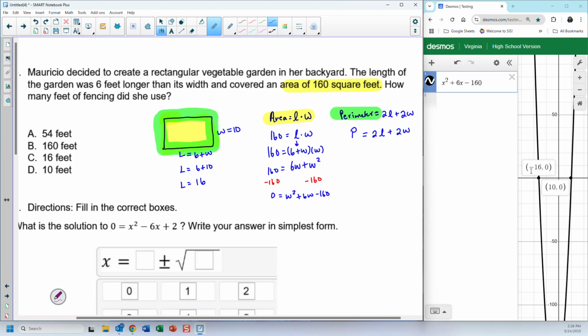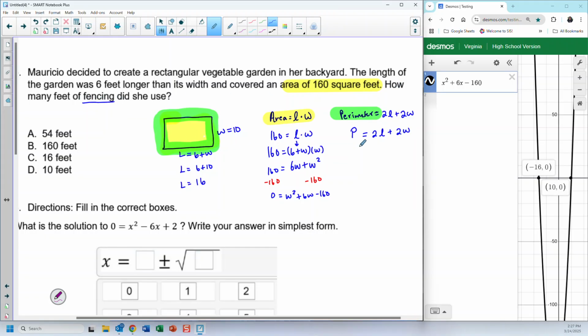It's not this 16, okay? It's not this 16. This has nothing to do with this 16. This is just that the length is the width plus 6. So that's that, okay? All right, now what? Well, I figured out what the width and length are. Now I can go ahead and finish the problem by saying how many feet of fencing.